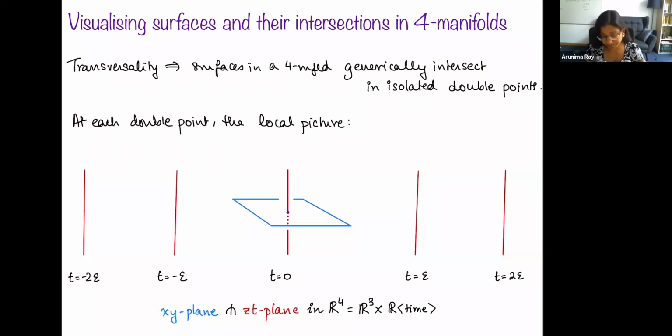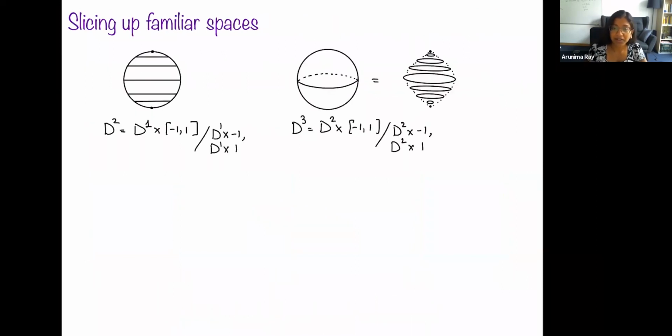Okay, since we have this method of thinking about four manifolds as sliced up in a movie of three-dimensional slices, let's quickly make sure we're on the same page about how to picture familiar shapes and spaces when they're sliced up like this. This might be slightly elementary, but it will get us all set up to do some more complicated things.